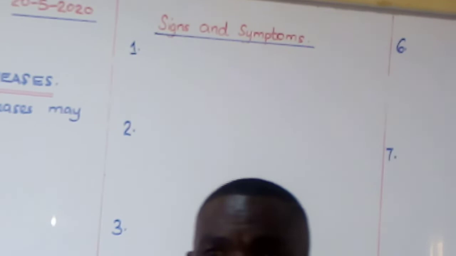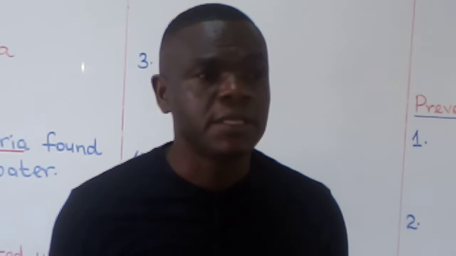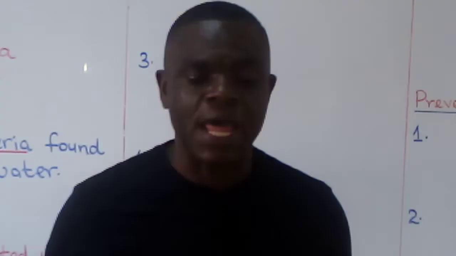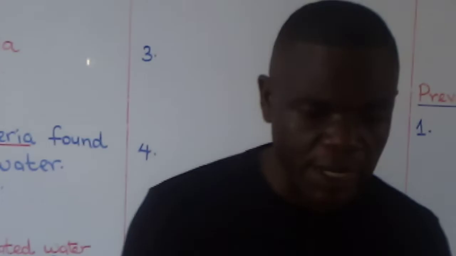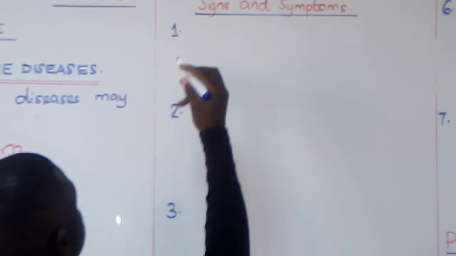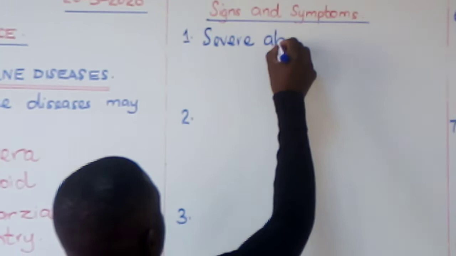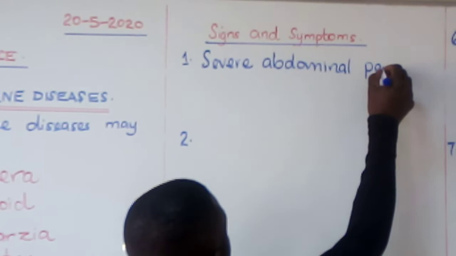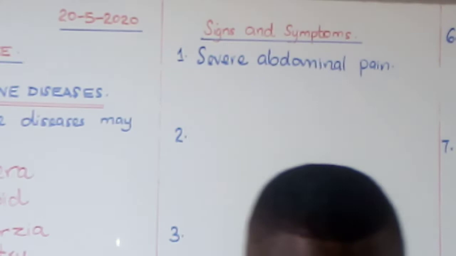The infected person with cholera may show the following signs and symptoms. Signs are always seen on the body, they are physical, but symptoms are felt within the body. Number one, severe abdominal pain. You feel pain in your abdominal parts, down the belly. The belly is part of the abdomen.